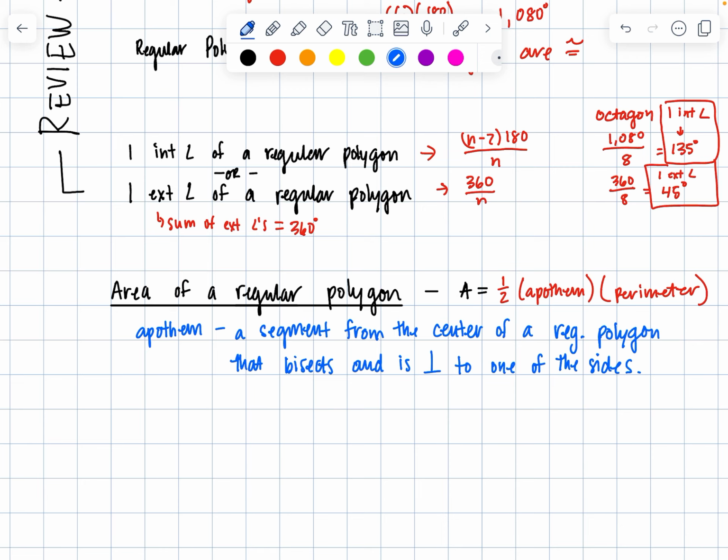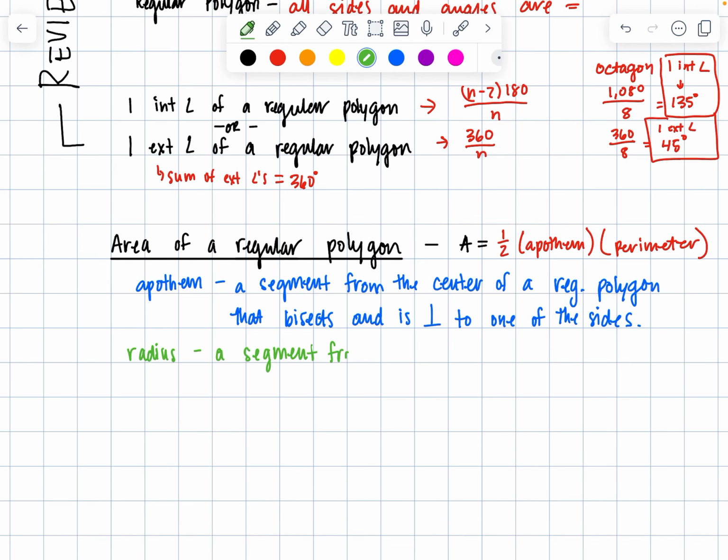We also need to know what a radius is. A radius in a regular polygon is a segment, and I'm color coding this on purpose because the diagram will be color coded, from the center of a regular polygon to an endpoint on the polygon and bisects the angle.